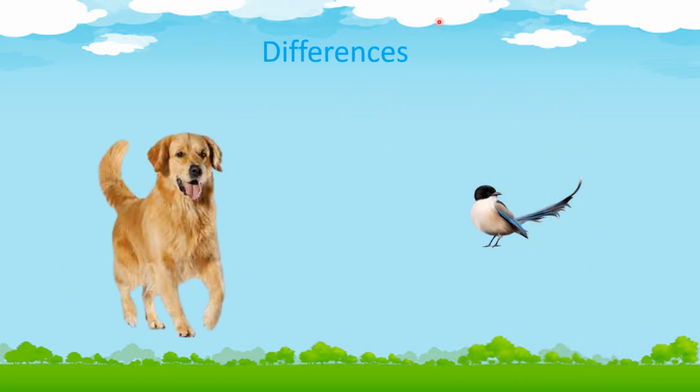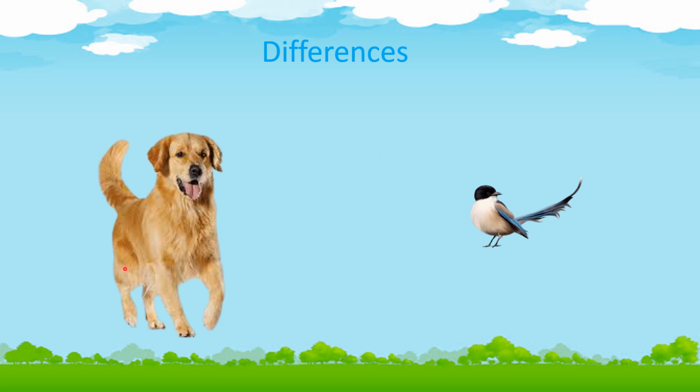Let's find more differences between these two animals, the dog and the bird. Do they have the same size? No, the dog is bigger than the bird. Do they have the same shape? No, they don't. Do they have the same color? No, this dog is brown while this bird is colorful, right?